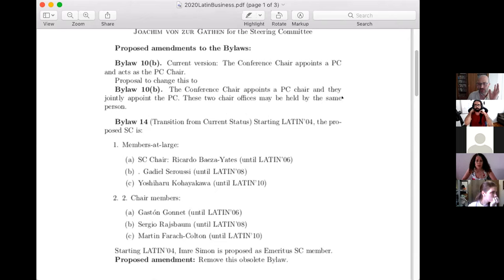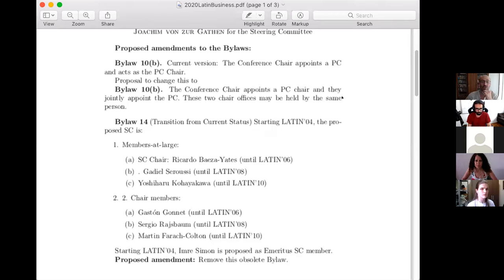If you could explain it, who's the conference chair? The chair of the steering committee, or? Let me give you a definition by example. Yoshi and Flavio are the conference chairs at the current meeting. We used to have conference chair equal PC chair. And the proposal is to potentially at least pull these two positions apart, still leaving the possibility of having them in union.